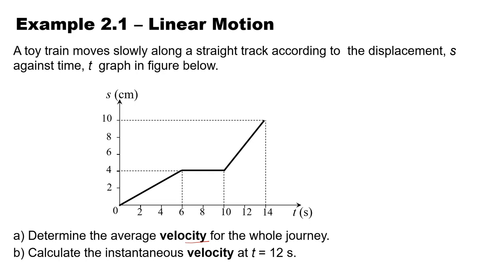The question asks: A. Determine the average velocity for the whole journey from time 0 seconds to 14 seconds. B. Calculate the instantaneous velocity at time equal to 12 seconds.